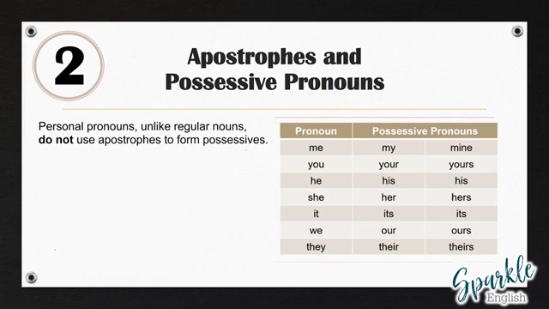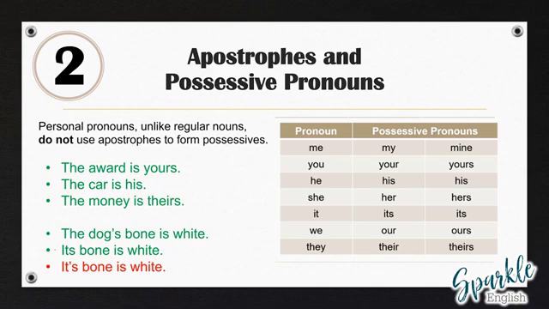Okay, so let me show you a few more examples here. We have: the award is yours. The car is his. The money is theirs. The dog's bone is white. Its bone is white. Now pay attention to this here.